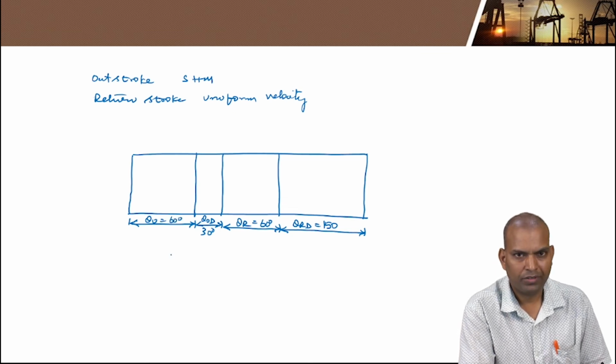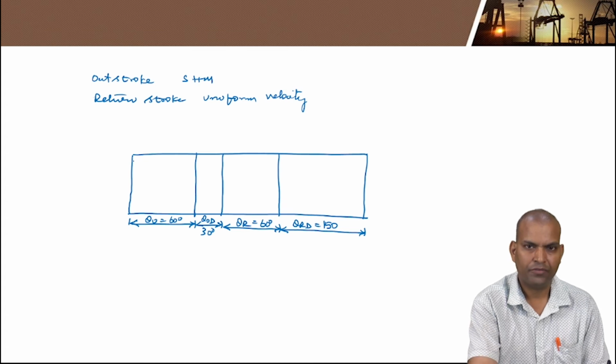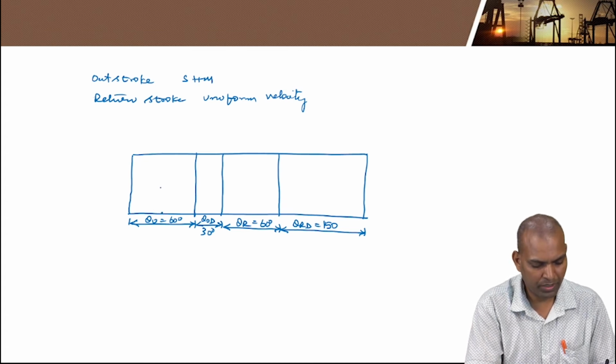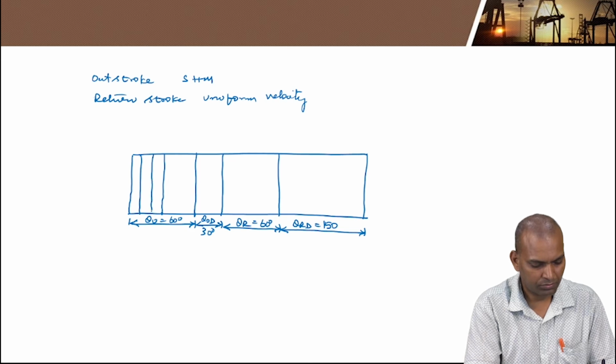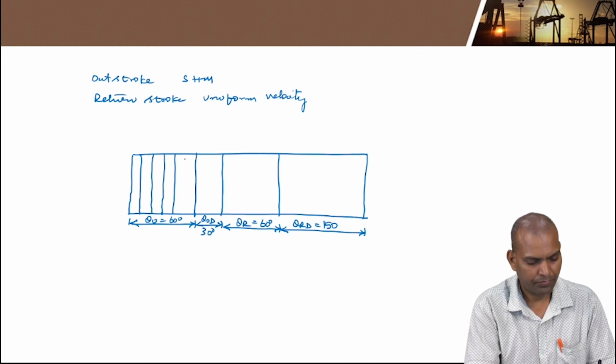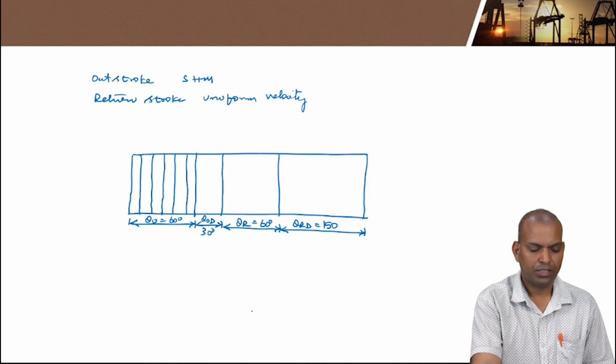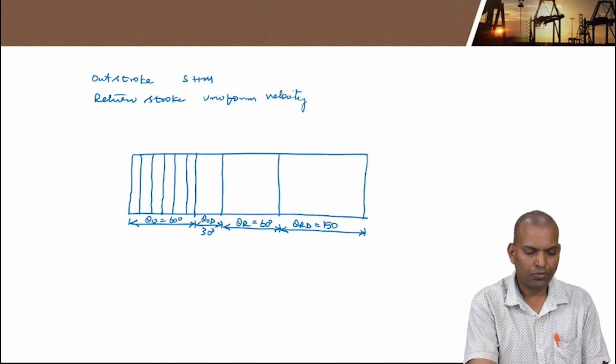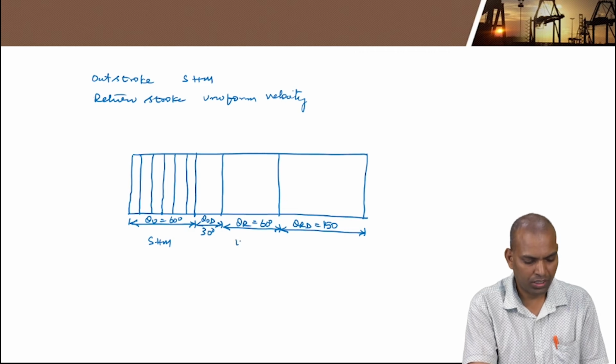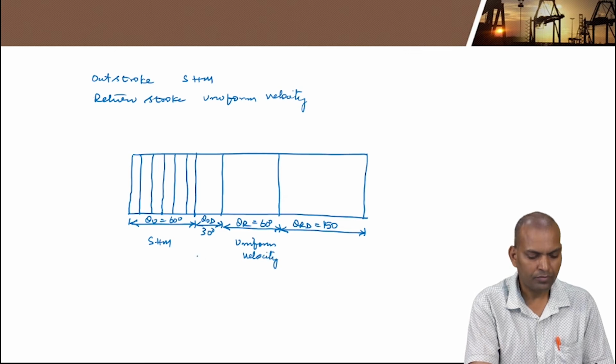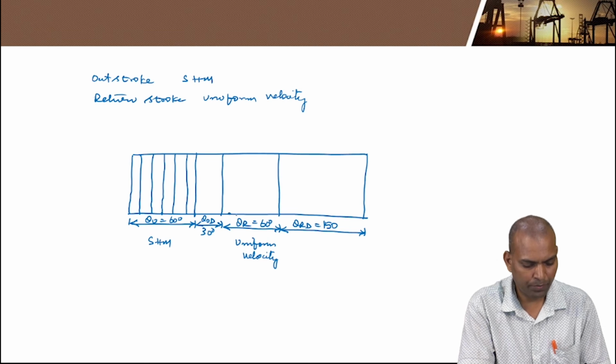Now draw these equal parts with vertical lines, an even number of parts. That is as usual, as we mentioned. That is 6 parts. This is outstroke with SHM and return stroke with uniform velocity. So divide the return stroke also into an equal number of parts.